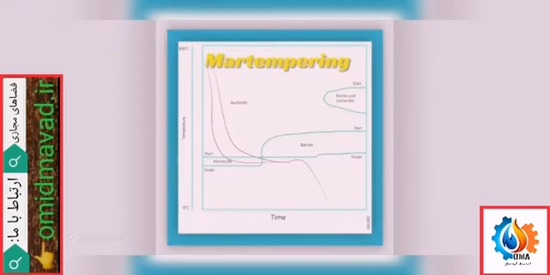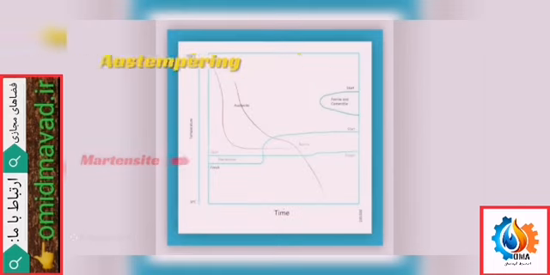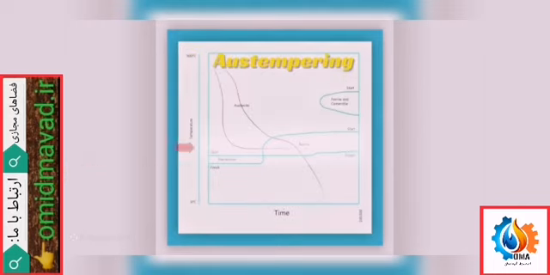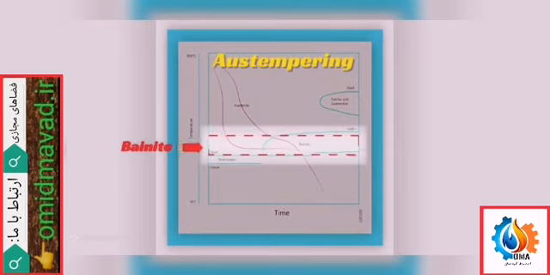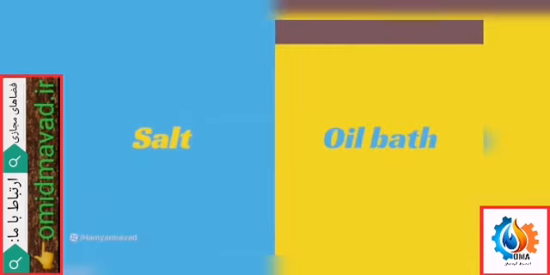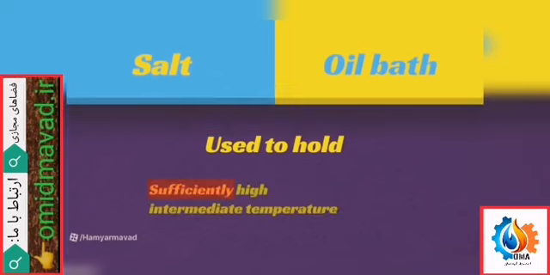For martempering, the material is held in the martensite region, and in austempering, the component is held in the bainite region. A salt or oil bath is often used to hold a sufficiently high intermediate temperature.